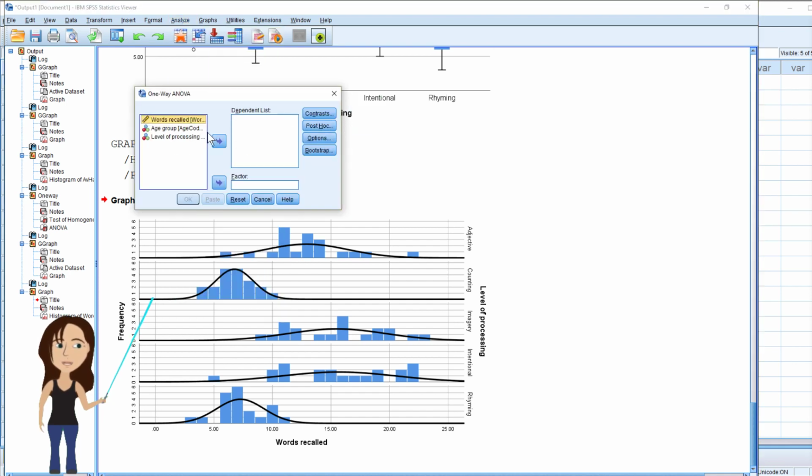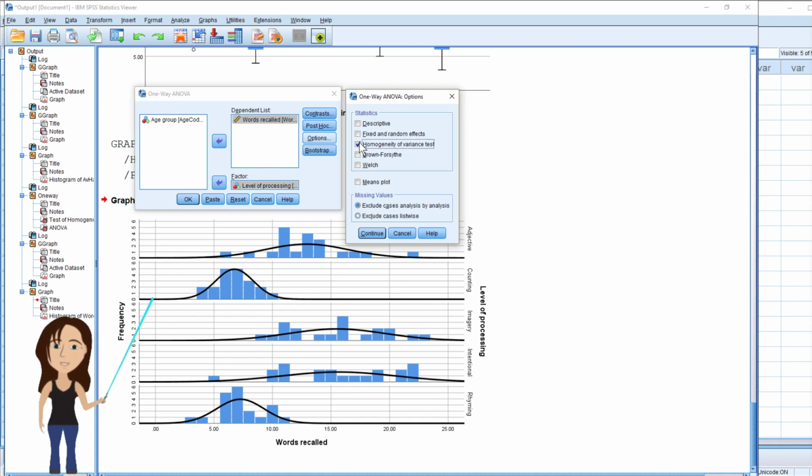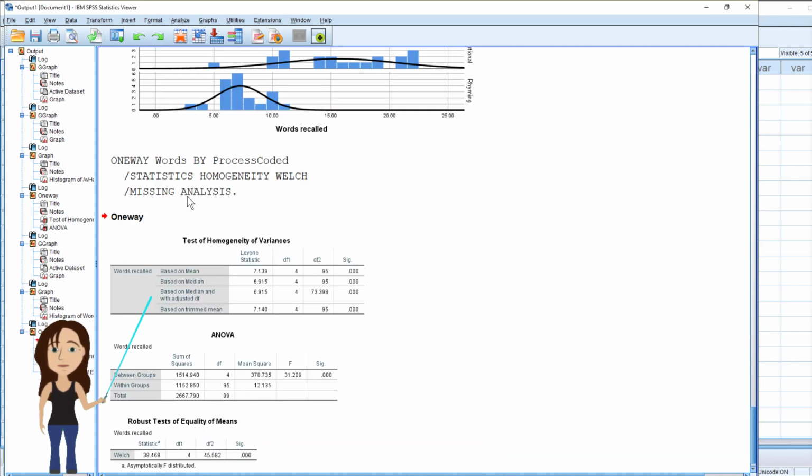Okay, one-way ANOVA. So words recalled. And you see, we're only seeing our outcome and the two coded levels. We're not seeing the groups written as words. So that means if you want to use analysis of variance, you're going to have to code your levels. And level of processing. And under options, we're going to tick our homogeneity of variance test. And then Welch is an alternate version if your variances are not equal. Continue. Okay.